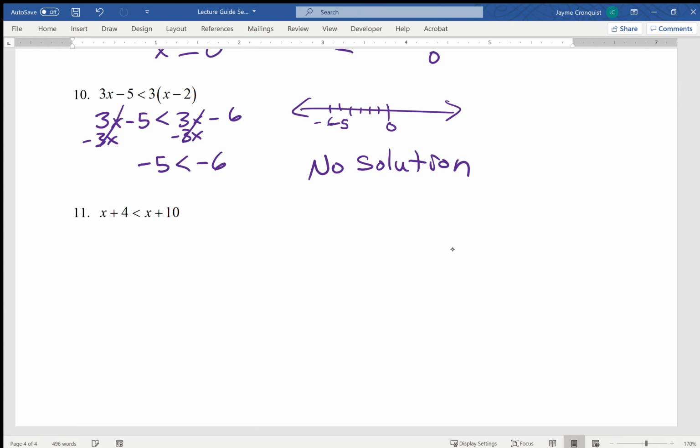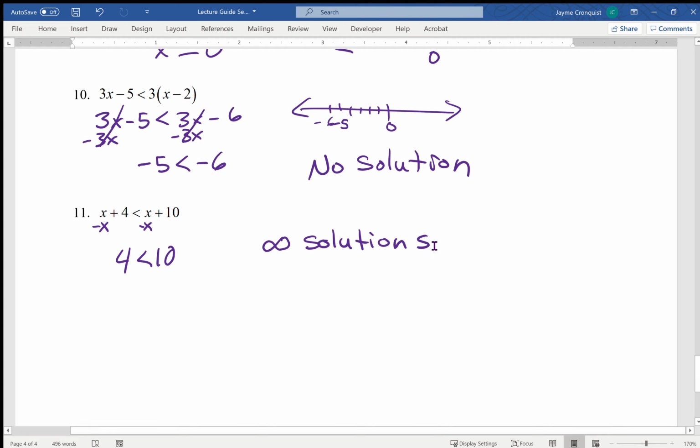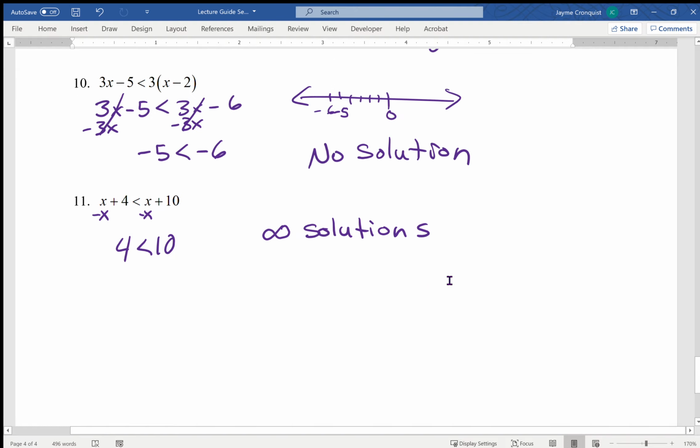All right, let's look at this one. Oh, look, I have the same problem. I'm going to lose my x's. Now I have 4 is less than 10. Is that true? Well, yes, of course it is. And no matter what x is, it's still going to be true. So it's always true. So this is infinite solutions. Okay, all numbers. Okay, and we are done.